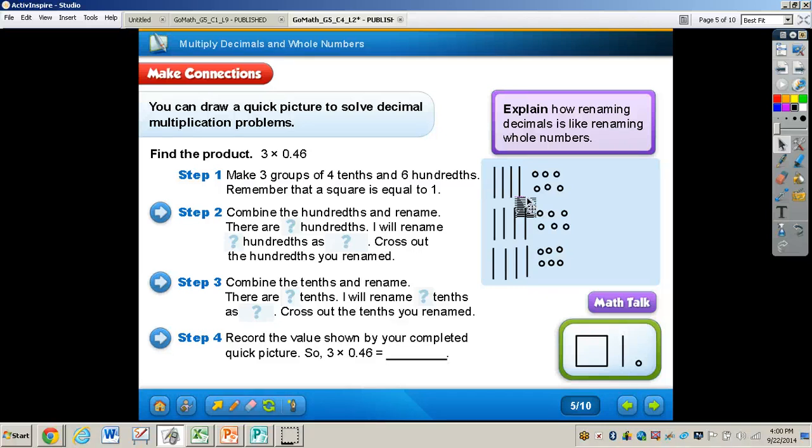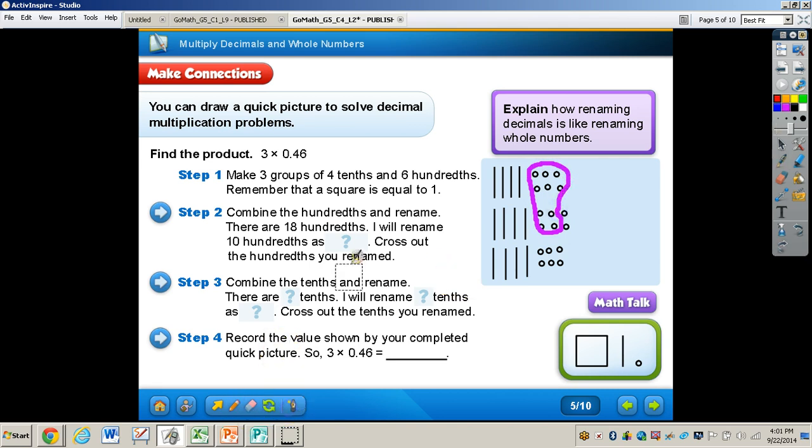Okay, now that we've done that, what you want to do is you want to combine the hundredths and then rename. Okay, so we can see that we have 6, 12, 18 hundredths. Okay, so you will rename 10 of these. Okay, so 10 hundredths we need to rename. Okay, so there's 6, 7, 8, 9, 10. Okay, so what we will do, we'll take 10 of these here.